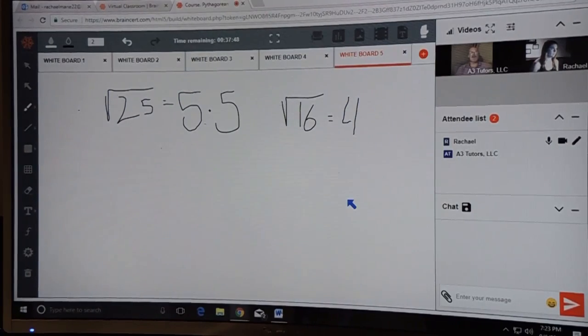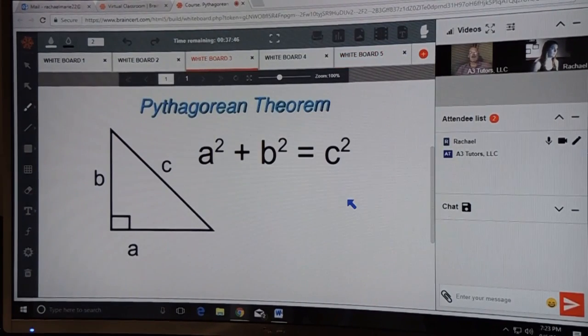We're not going to get into much more, but the reason I wanted to review this is because we're going to be going into the Pythagorean Theorem. The Pythagorean Theorem is a foundational formula of math that allows you to solve a lot of different types of problems.